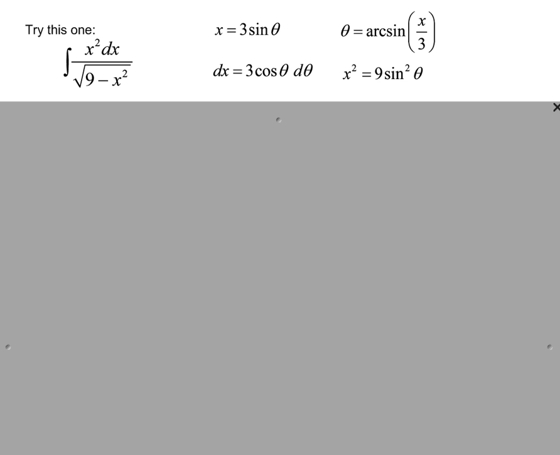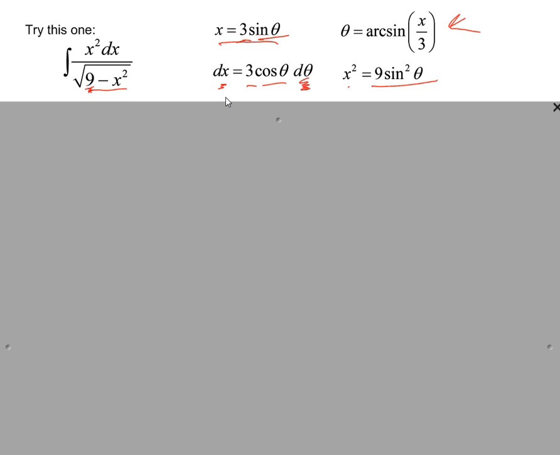Okay, here it is. I really hope that you tried that one because these are pretty difficult. If I let x be equal to 3 sine theta, and the 3 comes because it's the square root of 9, and it's the sine because it's 9 minus x squared. Everything kind of follows from that. If x is equal to 3 sine theta, divide by 3, theta is equal to the arc sine of x over 3. Take the derivative of sine is the cosine. Don't forget that d theta.